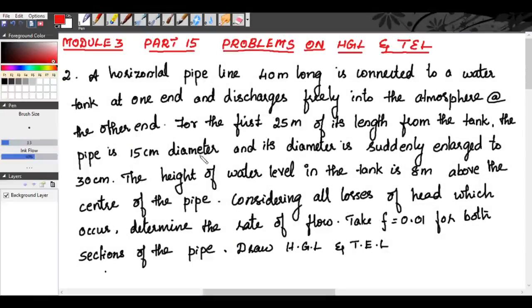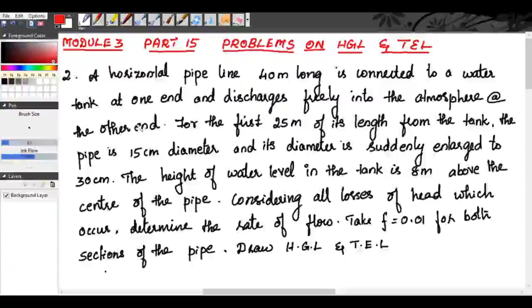Welcome everybody once again. So we are in our third module and this is our 15th class. In the previous class, we saw one problem on hydraulic gradient line and total energy line. We will continue that. Today we are going to see two more problems. We will try to solve two more problems.